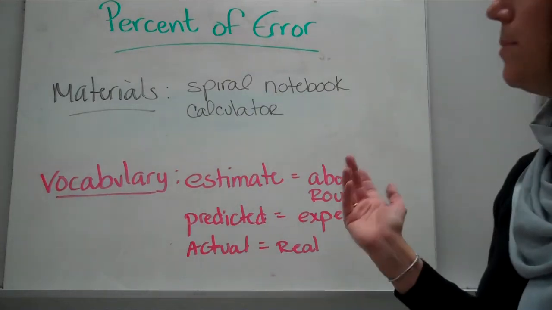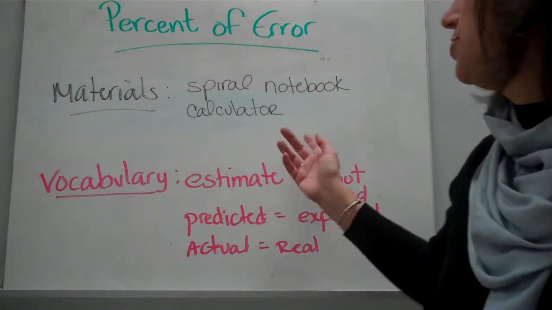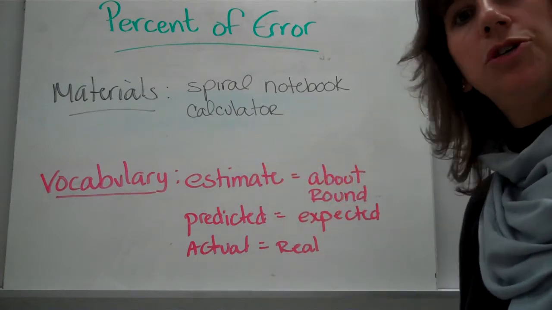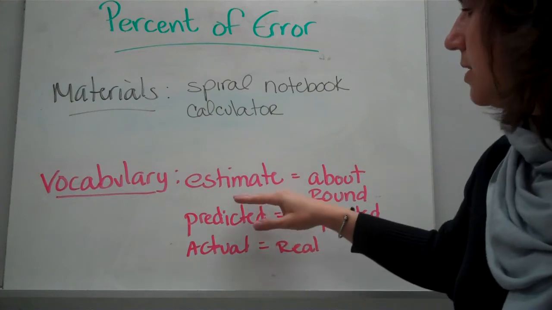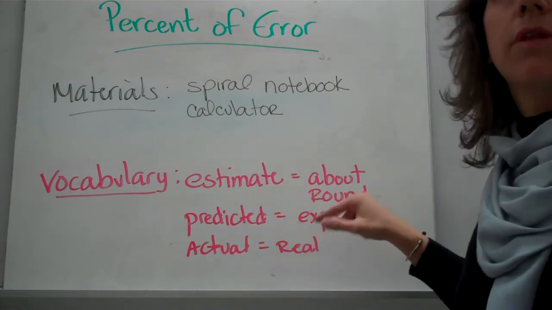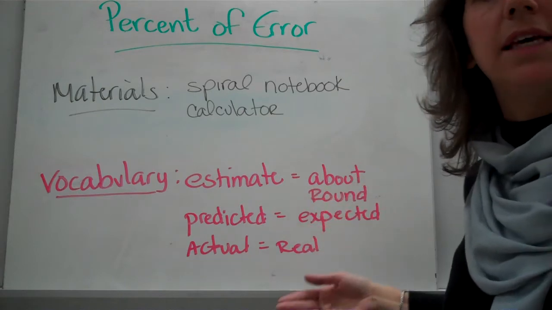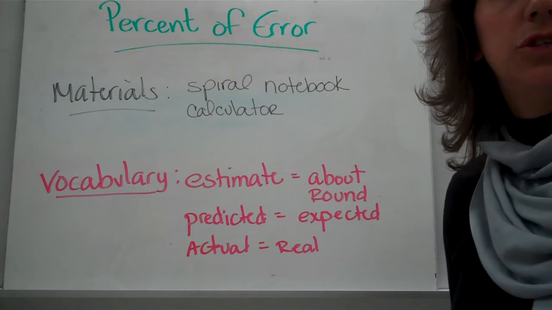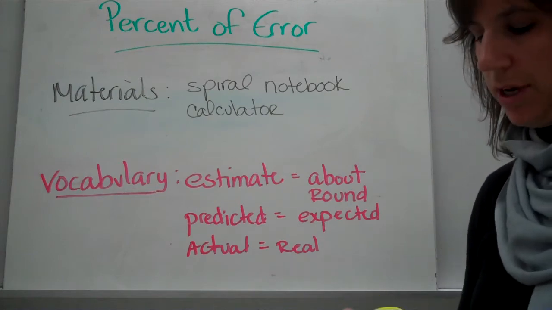Alright, today's video is all about percent of error, and these are the materials you're going to need: your spiral notebook and calculator, of course a pencil. Go ahead and go into your notes section of your spiral notebook and start jotting down these vocabulary words and recording the definitions here. Now these are just my keywords to remember what it means. You certainly can add to that or change your definition if you feel it needs.